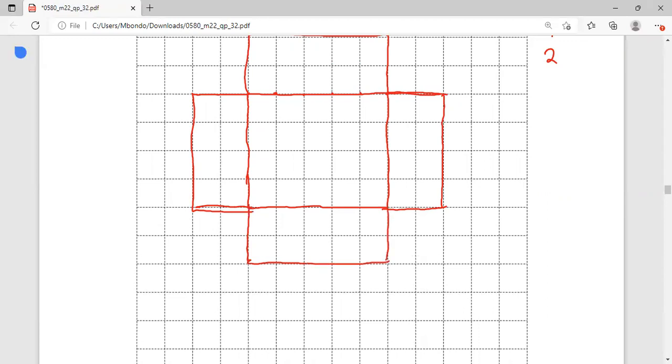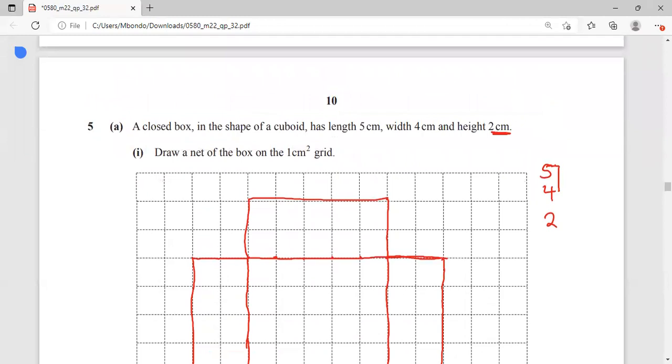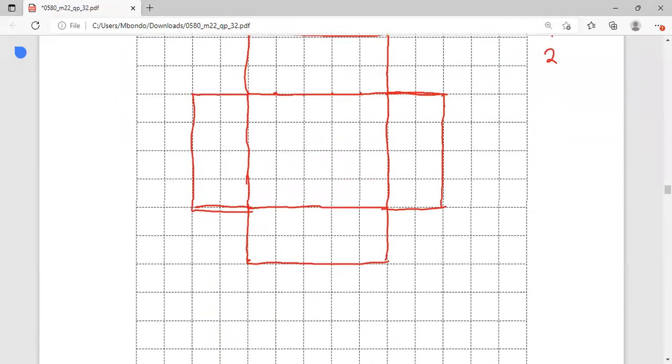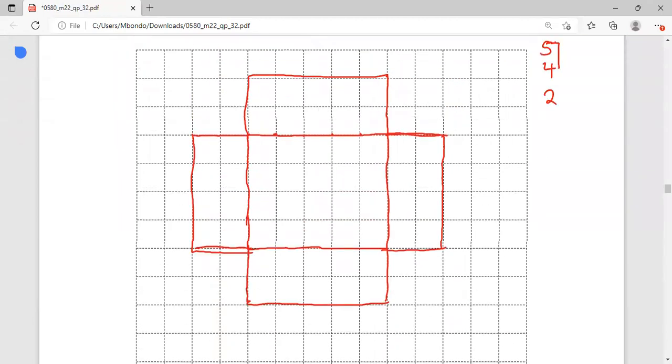When you fold these 4 sides, what are they going to give you? An open cuboid. But it has to be a closed one, isn't it? It has to be a closed one. At this point, it's an open one. So what is going to be closed is this part here. This is the part that will be closing on top.